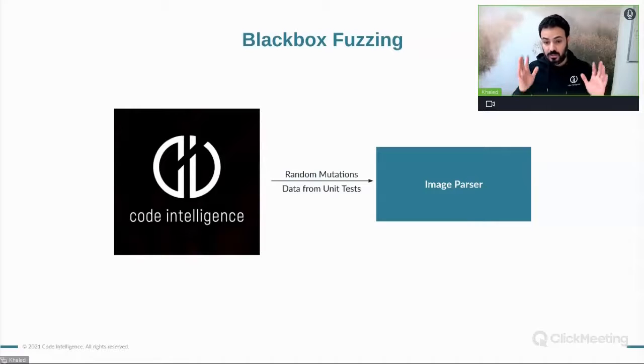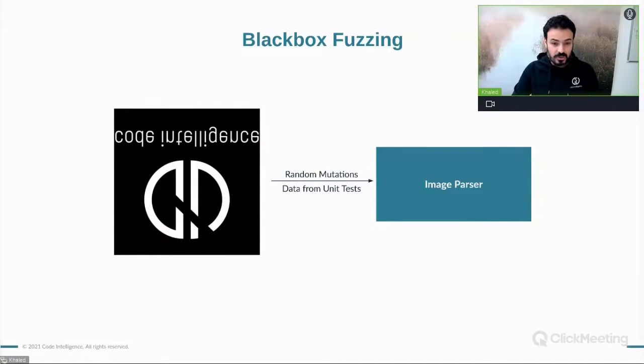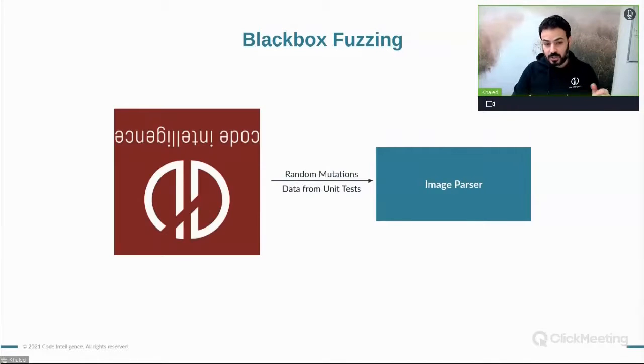I can use these images as an input or as seeds for the fuzzer, and the fuzzer can then do some mutations, flip some bits and bytes, change the color, for example, with the hope of triggering the crash and having good code coverage. This is a little bit better than what we have seen before, but it still has the same fundamental limitations: limited code coverage and missed bugs.